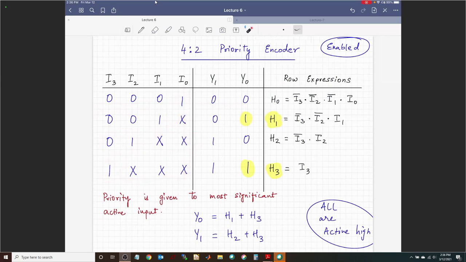So the way you build a logic diagram for this is by first writing row expressions. And we are writing row expressions using the letter H, one for row 0, row 1, row 2, row 3. And based on this, we looked at y0. y0 was a 1 here and here. So that's row 1 and row 3. We wrote the expression for that. And similarly, we wrote that for y1 as well. Again, we are assuming that everything is enabled and everything in terms of inputs and outputs is active high.